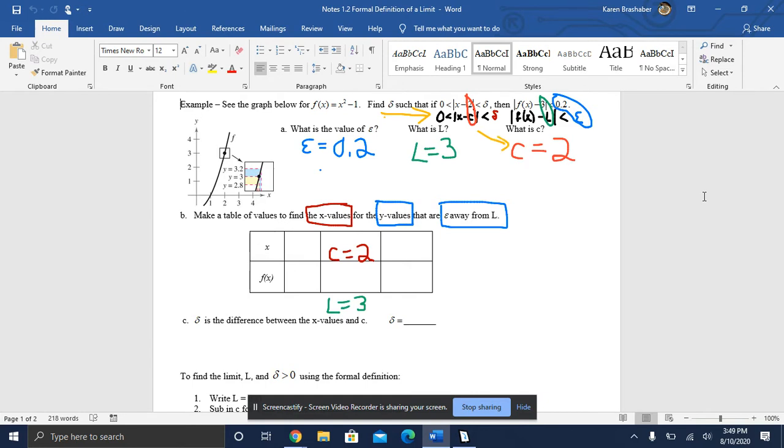That's what we're looking for. And then the rest of the statement, absolute value of f of x minus L. So the 3 is in the position where the L is, and that's less than 0.2. So the 0.2 is in the position where the epsilon is. If you go back and look at your definition of the limit.